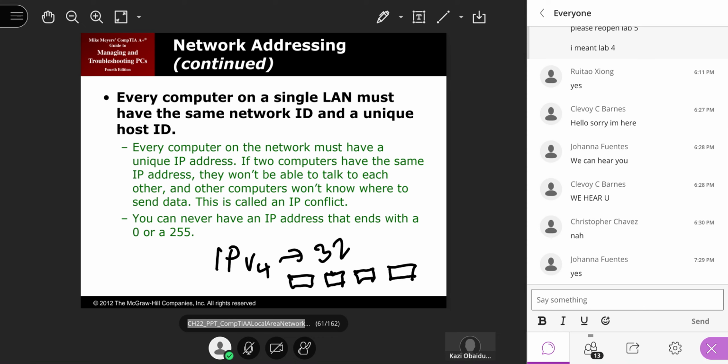4 segments, and each segment is 8 bits. 8 bits means 2 power 8. 2 power 8 means 256.